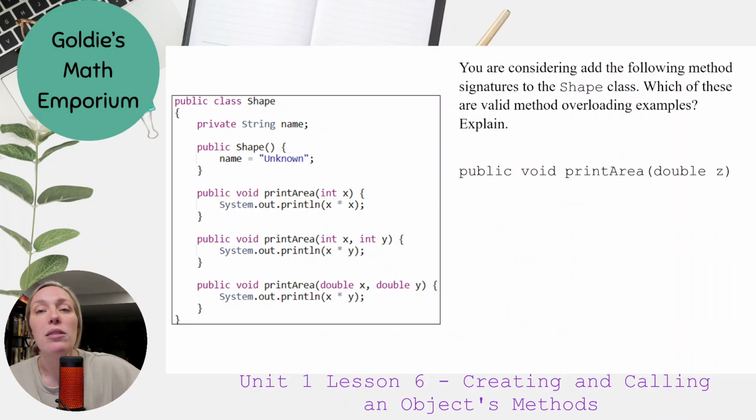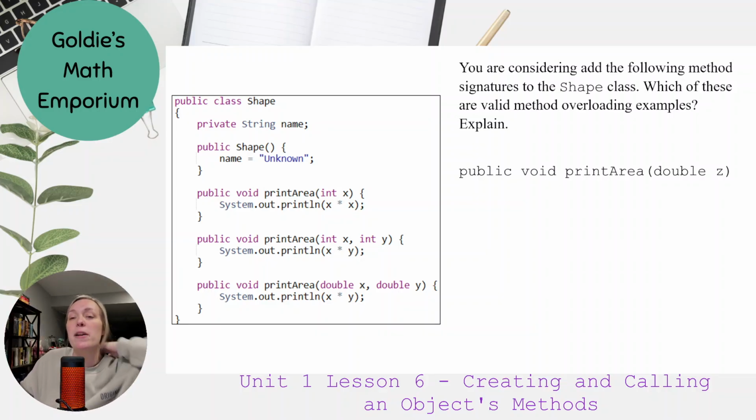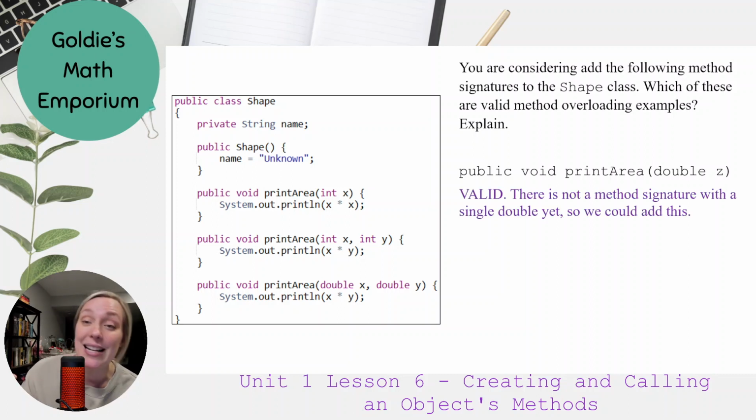So that's a little about how overloaded methods work, very similar to constructors in terms of how Java chooses them. Now let's consider adding the following methods to the Shape class, or the method signatures, and we would actually make the method. Which of these are valid method overloading examples? And explain. For instance, here I have public void printArea(double z). So I want to put this into my Shape class. Am I allowed to do that? Yes. And the reason is there's not a method signature with a single double. I have a method signature that accepts 2 doubles, and a method that accepts a single integer, but I don't have a method that accepts a single double. Because of that, this is a valid one. I can add this and I'm good.